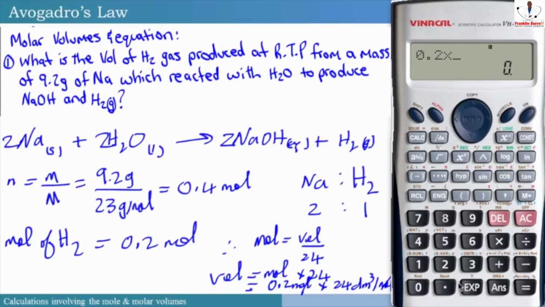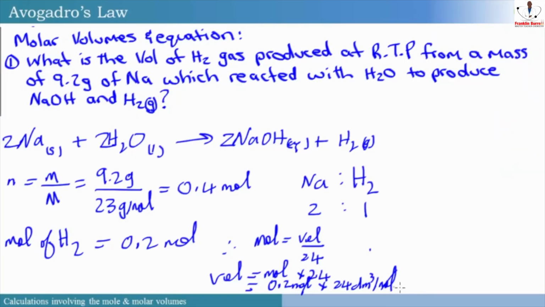0.2 times 24. And that would give us a value of 4.8. So 4.8 dm³. So this is saying then that a volume of 4.8 dm³ of H2 was produced when 9.2 grams of sodium reacted with water to produce sodium hydroxide and H2. So we see that the principle is the same.